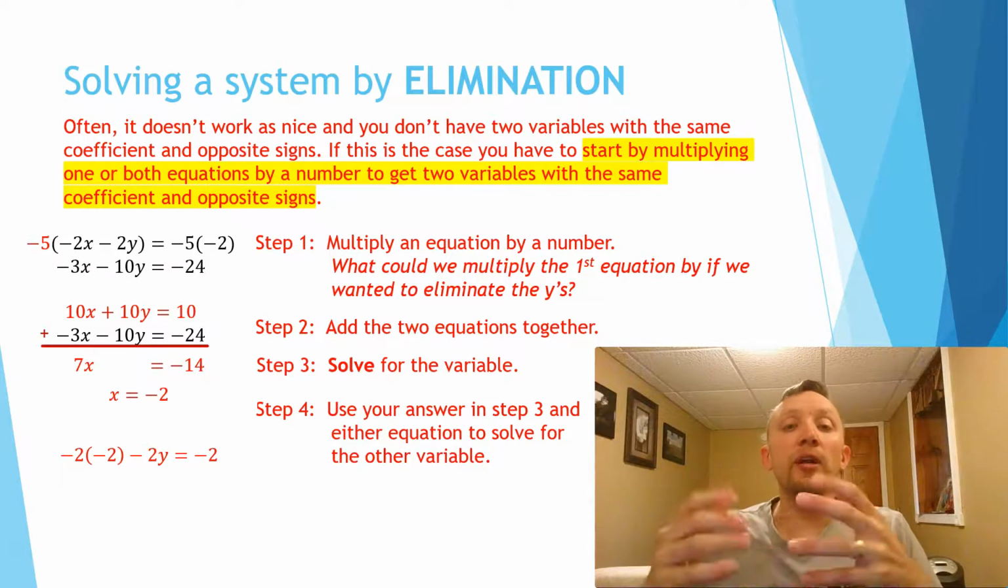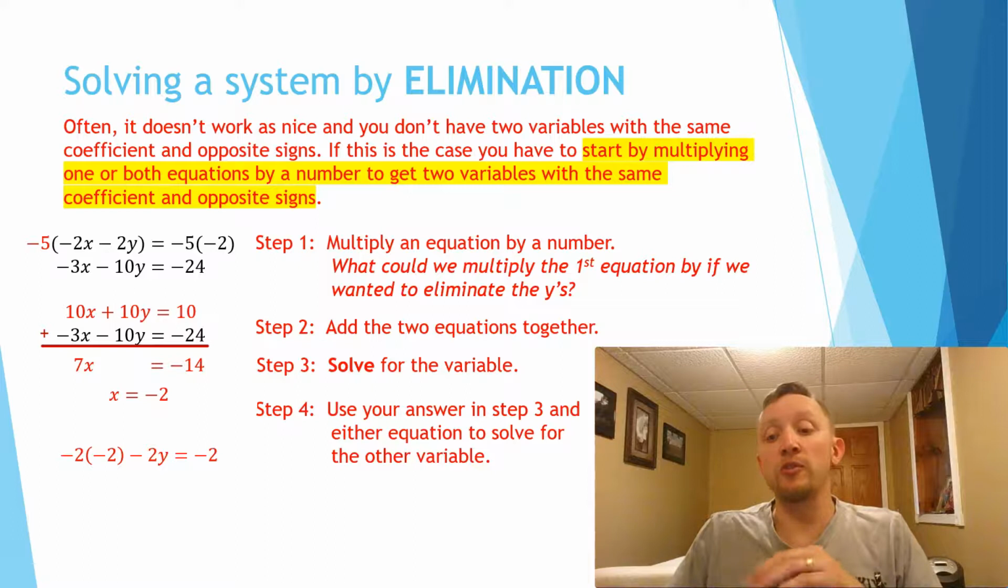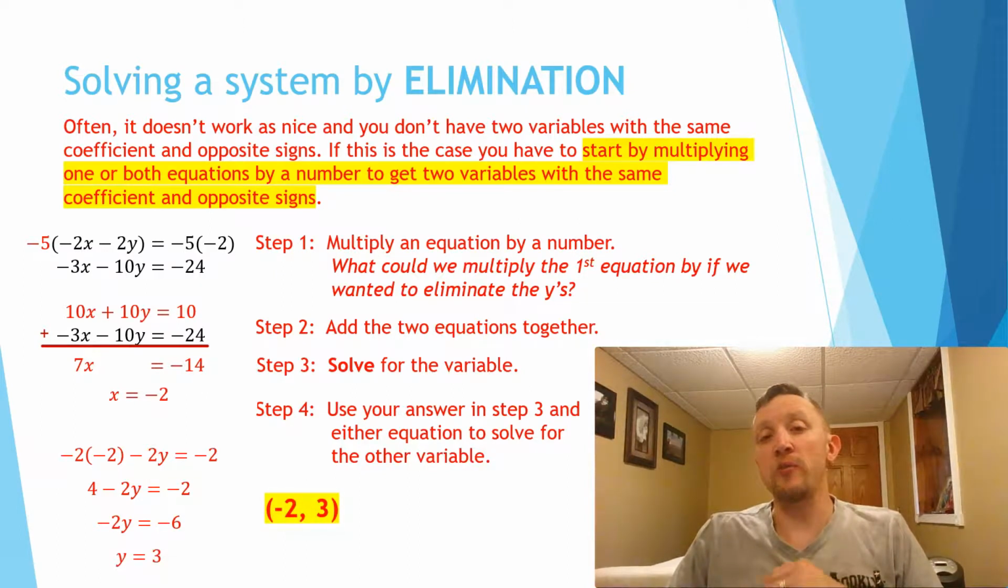All right, so now we're going to simplify that. So negative 2 times negative 2 would be a positive 4. Subtract 4 from both sides, and I would get negative 6 on the right. Divide both sides by negative 2, and we would get positive 3. So our solution, make sure you put these in the right order, is negative 2, positive 3. It's that coordinate.